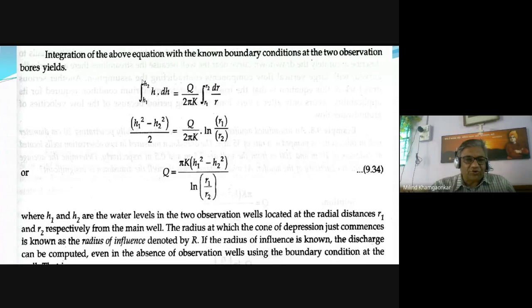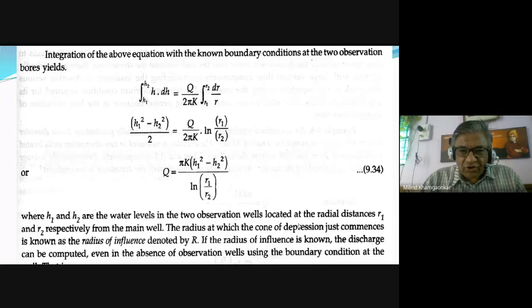So integrating between h1 to h2 h dh and r1 to r2 dr by r, after integration we will get h1 square minus h2 square divided by 2, which is equal to q upon twice pi k into natural logarithm r1 upon r2, or q is equal to pi into k, again rearranged, h1 square minus h2 square upon log of r1 upon r2, where h1 and h2 are the water levels in the two observation wells located at radial distances of r1 and r2. है ना, मैं इसलिए आपको पहले से समझा रहा हूं कि ये क्या है भाई, दो वेल्स, ऑब्जर्वेशन वेल्स और टेस्ट स्टडी वेल्स you can say, लेकिन वर्चुअल वेल्स, only to find out the discharge.